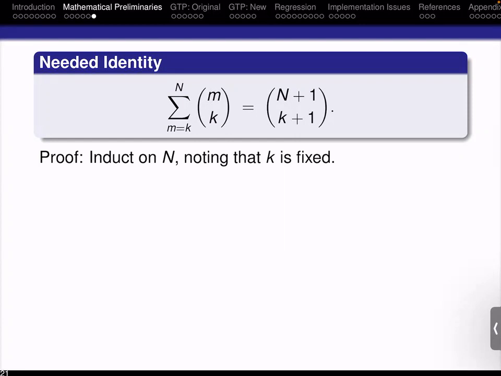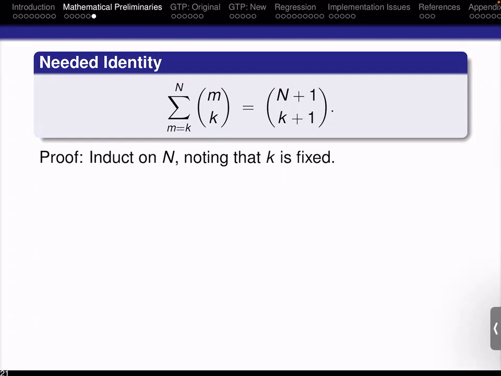So we induct on n. So note first that k is fixed. Okay, so the first value of n, what's the lowest value of capital N that we can take? The sum goes from k to n. What's the smallest possible value of n? K, right? Your n, the upper value of the sum, has to be at least as large as the lower.